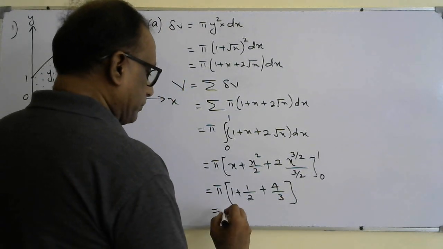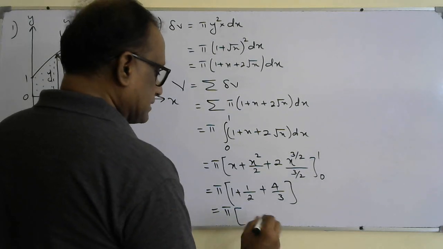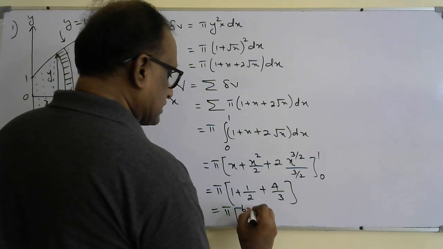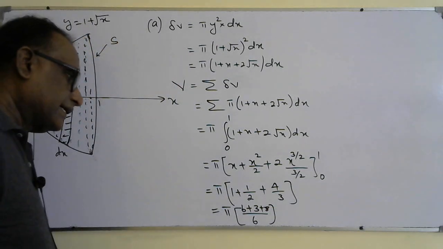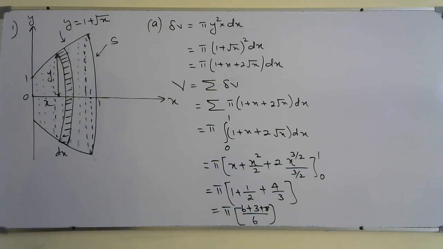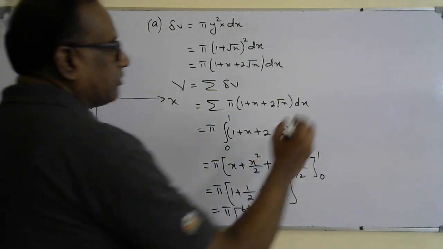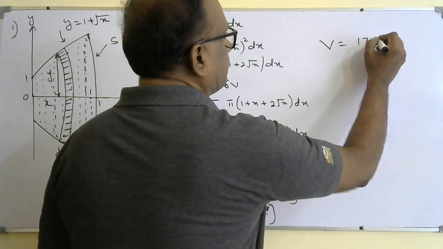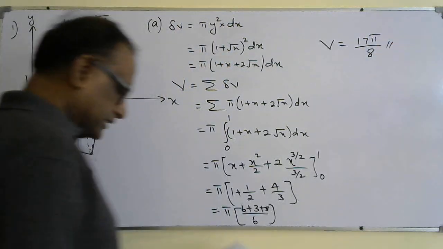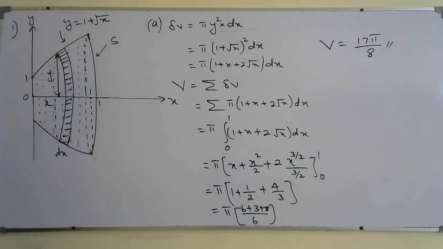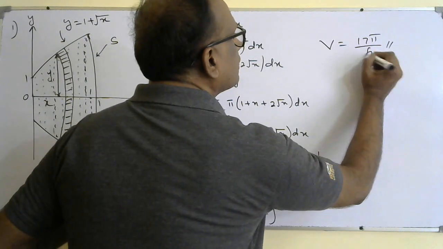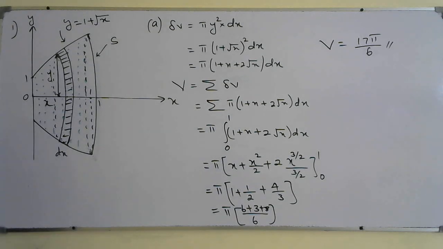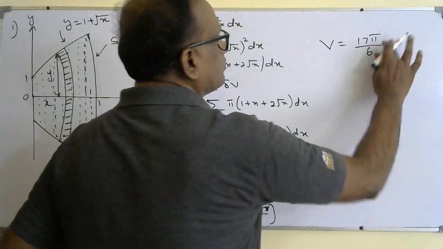Now solve it. So it's going to be pi, 6 is the LCM, 6 plus 3 plus 8. Am I correct? 6 plus 3 plus 8, so that's going to be 9, 17. So V is equal to 17 pi over 8. That's the question they asked to show. 17 pi over 6, sorry. 17 pi over 6, yeah, correct, 6. Okay, that's the total volume, in meter cube. The unit is in meter, so it's meter cube.